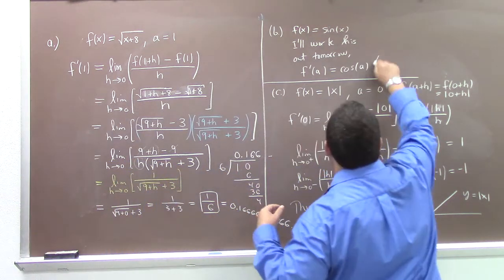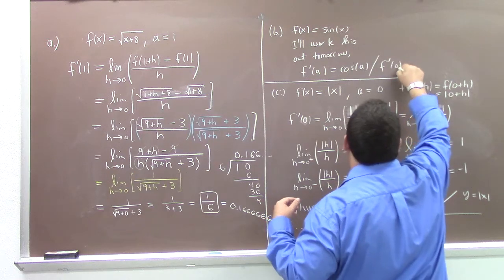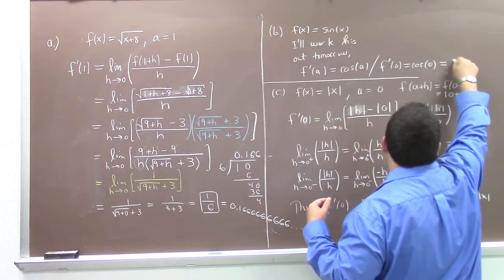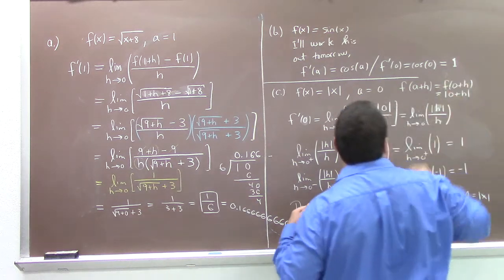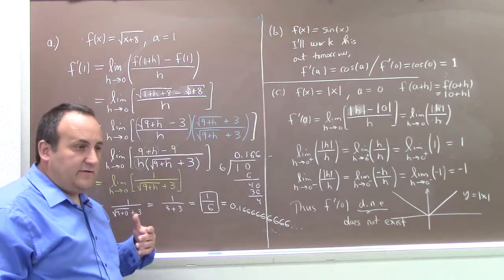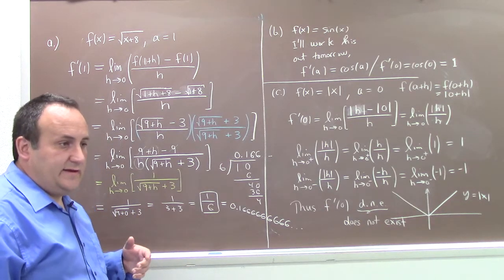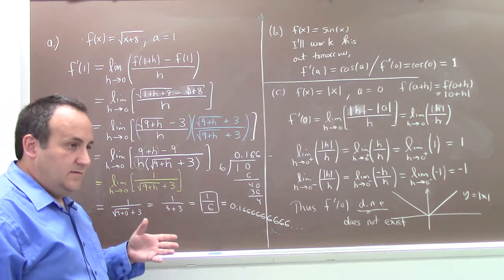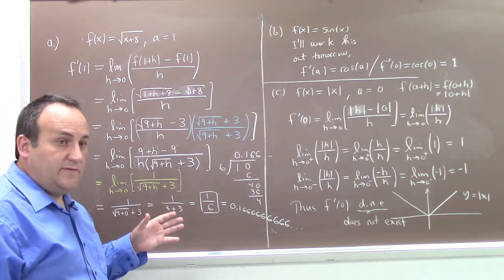But f prime of 0, right? Cosine of 0, if you believe me, is 1, right? And that's what you saw for the difference quotient for the sine. You had values increasingly closer to 1, right? 0.999, you know? So that also is consistent with the numerics that you did.